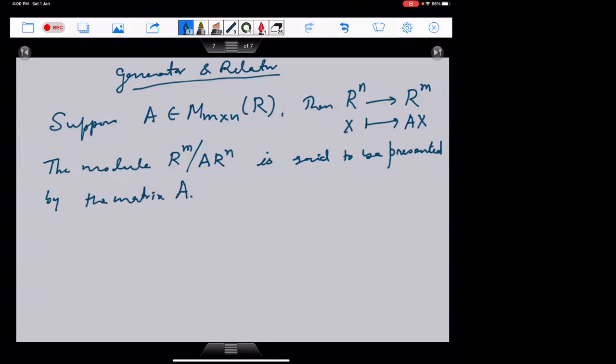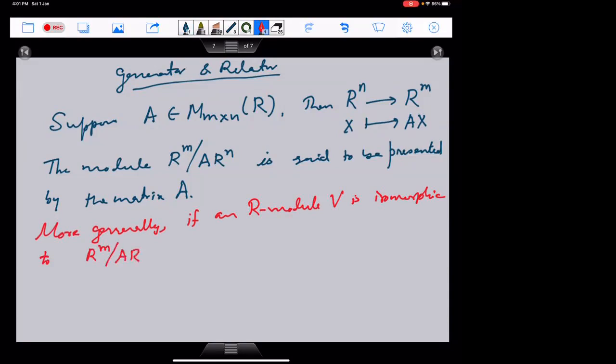So when I have a matrix of size M by N, I'll simply look into R^m and go modulo the subspace which I get by post multiplying every element of R^n by A. More generally, if an R module V is isomorphic to this quotient R^m upon A R^n, then we say that A is a presentation of the R module V.